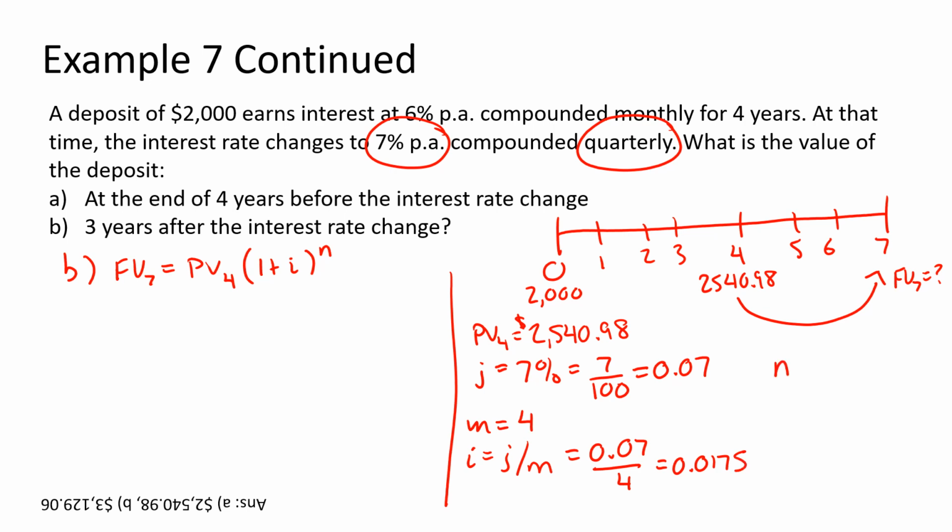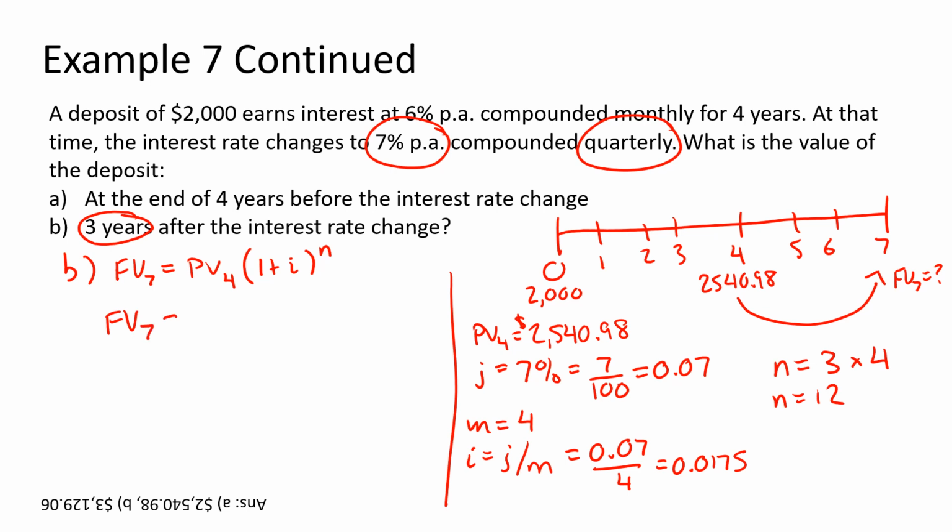Our last calculation is for n. In this case, we're looking at 3 years after the interest rate changes. So our number of years is 3. And remember, our number of compounding periods per year, m, changes for this second period. It's quarterly, so it's now 3 times 4. So our value for n comes out as 12. So now again, we have everything we need to solve this. We simply substitute it in.